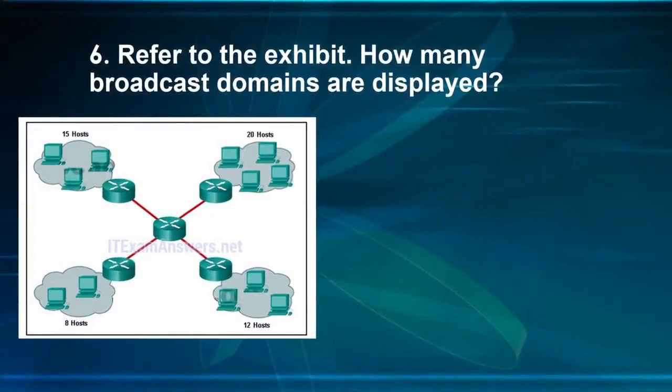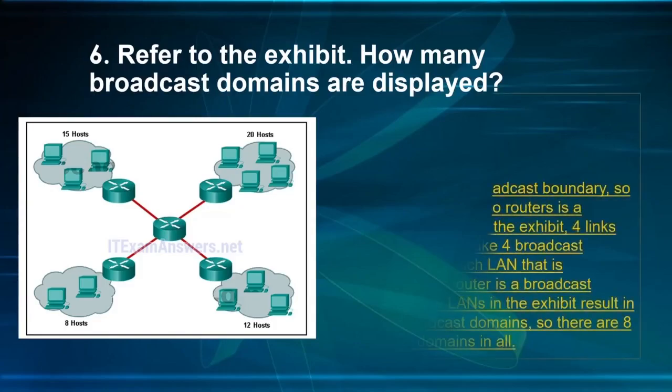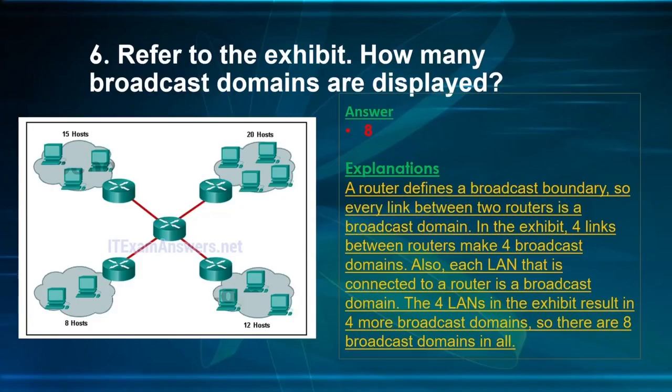For the sixth question, refer to the exhibit. How many broadcast domains are displayed? For this answer, it will be 8. This is because a router defines a broadcast boundary. So, every link between two routers is a broadcast domain. In the exhibit, 4 links between routers make 4 broadcast domains. Also, each LAN that is connected to a router is a broadcast domain. The 4 LANs in the exhibit result in 4 more broadcast domains, so there are 8 broadcast domains in all.